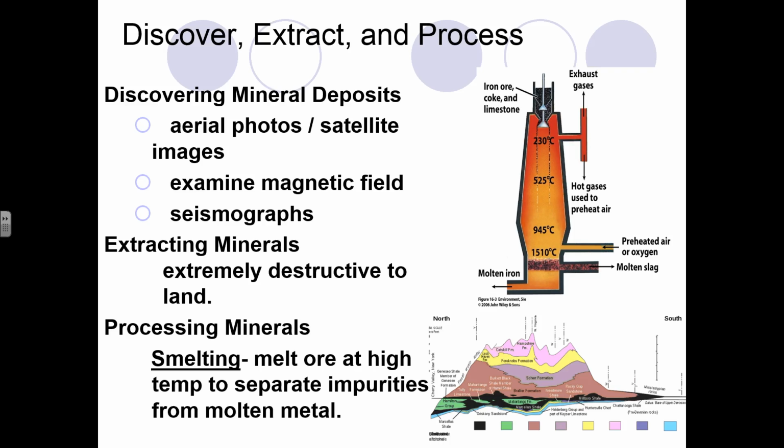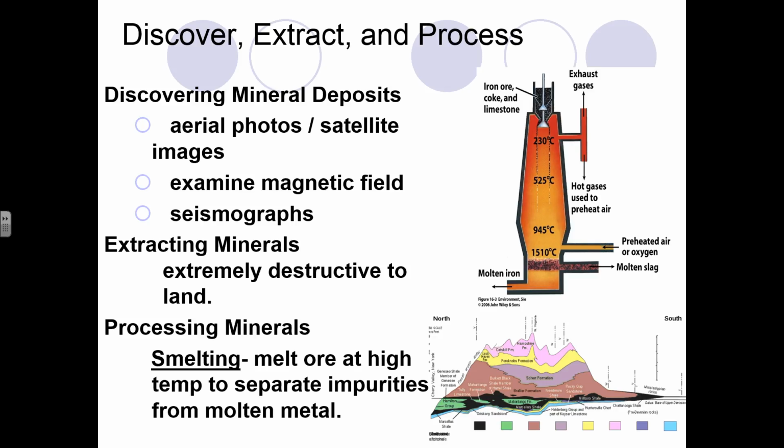Discovering, extracting, and processing. So we have to discover where our minerals are located. We talked about looking for oil and natural gas, and we talked specifically about structural traps. Very similar process in order to find our minerals. We have geologists, seismologists, all of these people working together. They are using aerial photos and satellite images. They are looking for certain rock deposits that they know are associated with specific minerals. They can use vibrations and magnetic fields to try and figure out where we think minerals are located. That's how we start to try and find it.